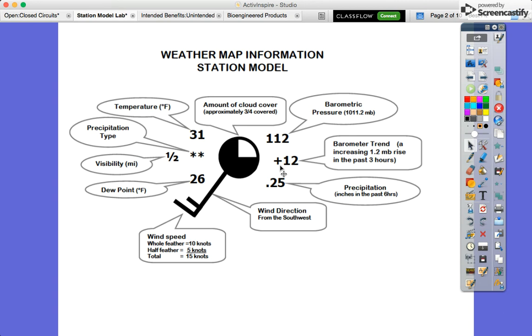What I really want you to focus on more than anything is that the air pressure is rising because you see the plus sign. If you see the minus sign, you know that the air pressure is dropping.